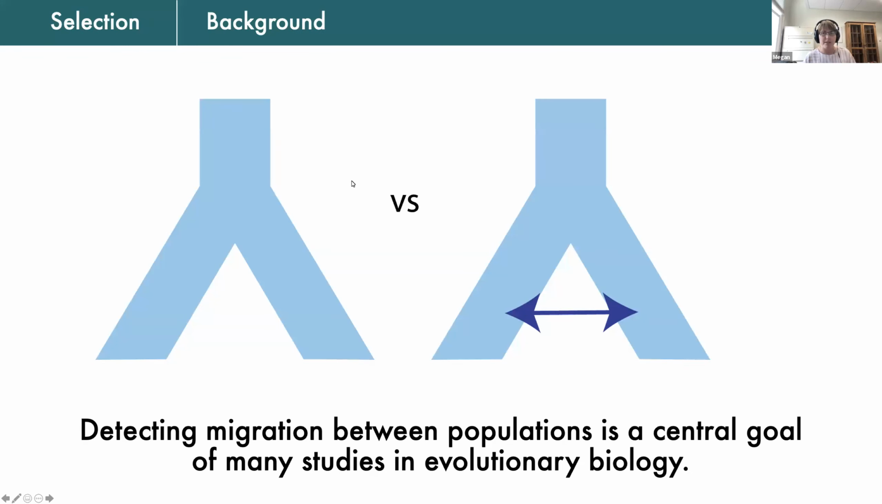Lots of evolutionary biologists want to know whether gene flow has happened between closely related populations. We want to know this for many reasons. So for example, people who are interested in speciation want to know whether species formed in the presence or absence of gene flow between populations. And we also might want to know this so we can develop appropriate null models to do things like detect loci under selection.